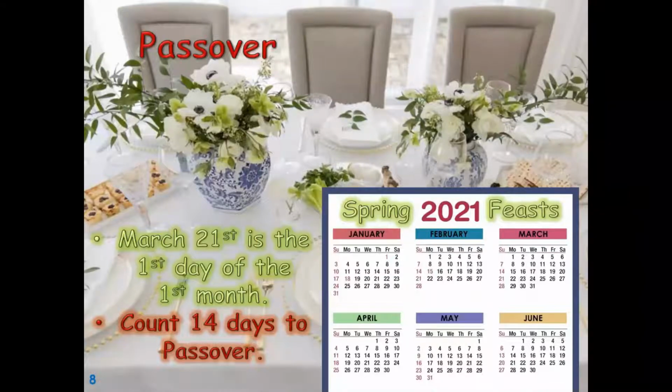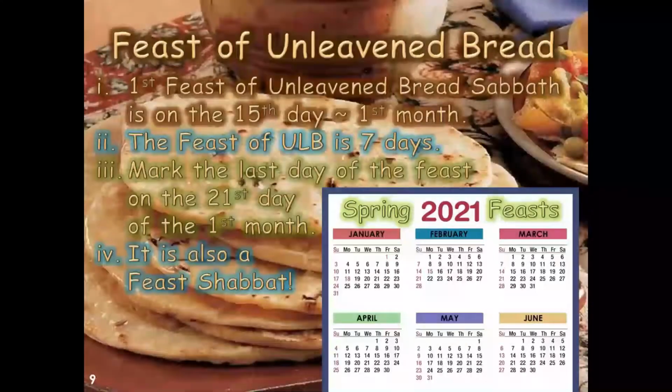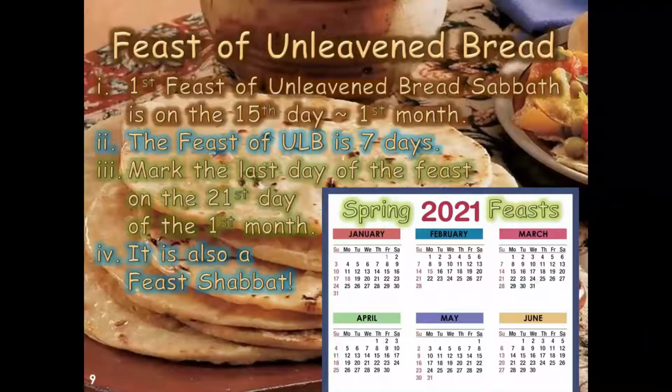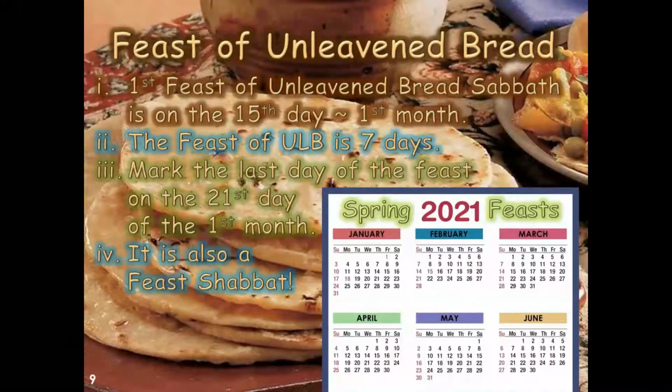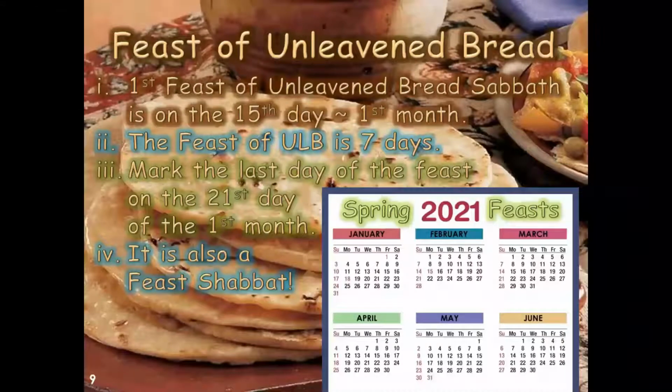This is the spring feast. There are 3 things to remember in the spring feast. It's Passover, Feast of Unleavened Bread, and Wave Sheaf. So the next one is unleavened bread. Point number 1, the first Feast of Unleavened Bread Sabbath, or Shabbat, is on the 15th day of the first month. So what day is that? April 4th. And it's Sunday, or the first day of the week. I'm going to be using Sunday, Monday, Tuesday. I think it's going to help here.